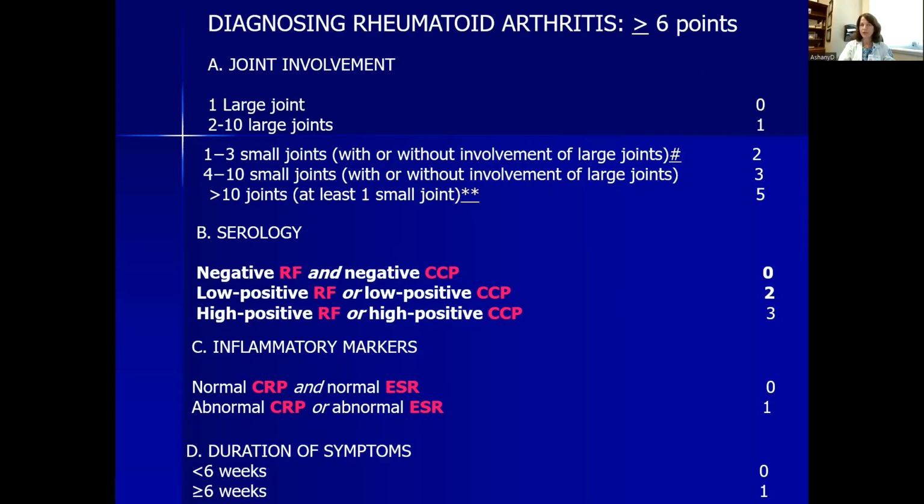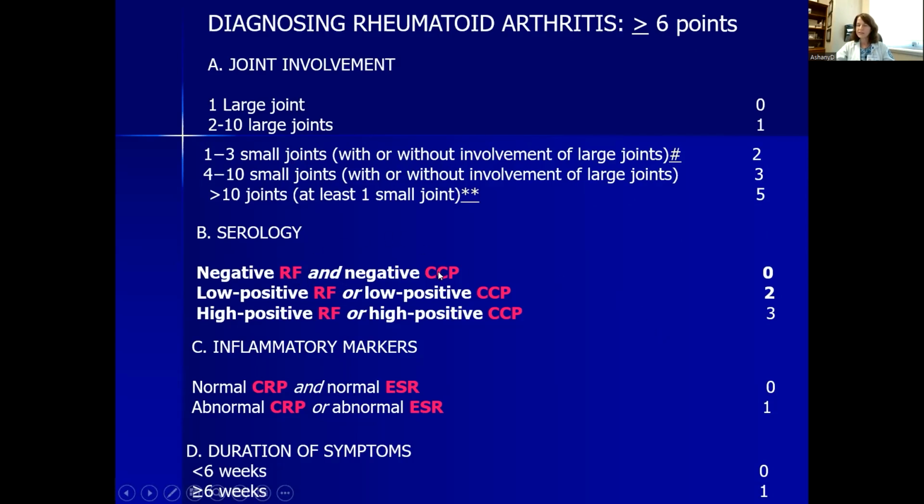So first we look at the joints, and we can assign a certain level of activity depending on how many joints are involved. So you can see here that if you have 1 to 3 small joints, we think of this as being equal to 2 points. Over 10 joints gives you 5 points. And if you have 6 or more points, then we're fairly confident that you have rheumatoid arthritis. Having said that, this is important if we're including patients in a study, but on a clinical basis, in clinic, you may not be aware that the rheumatologist is even thinking about this.